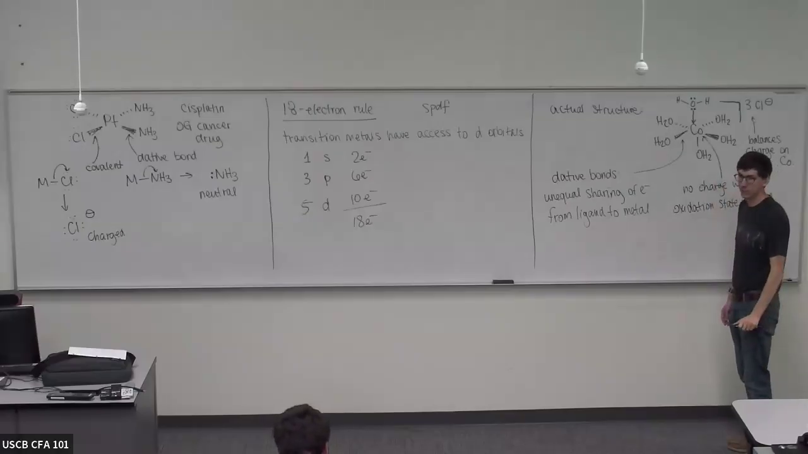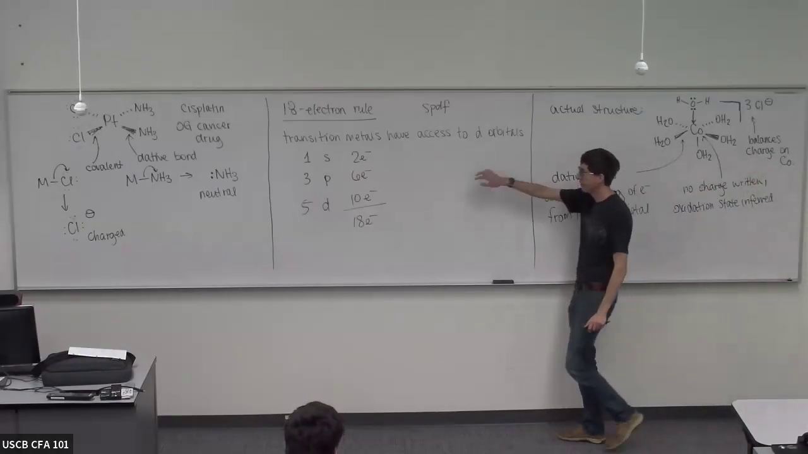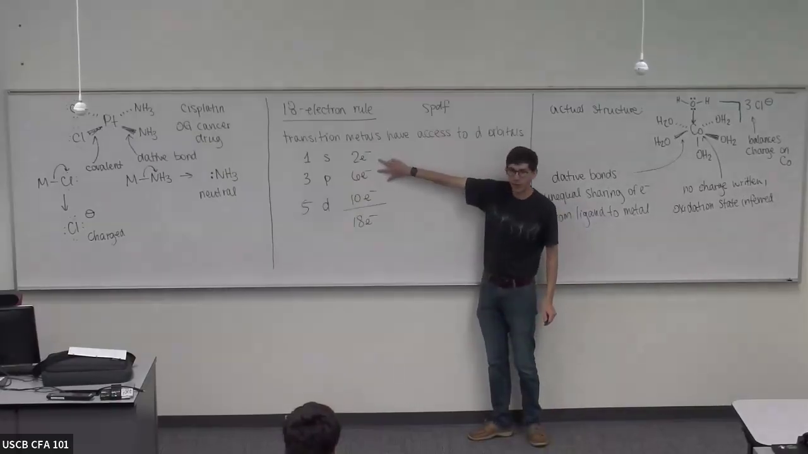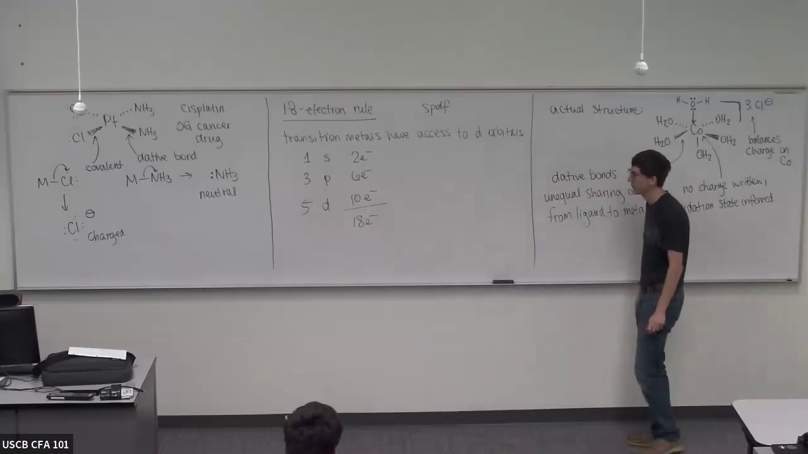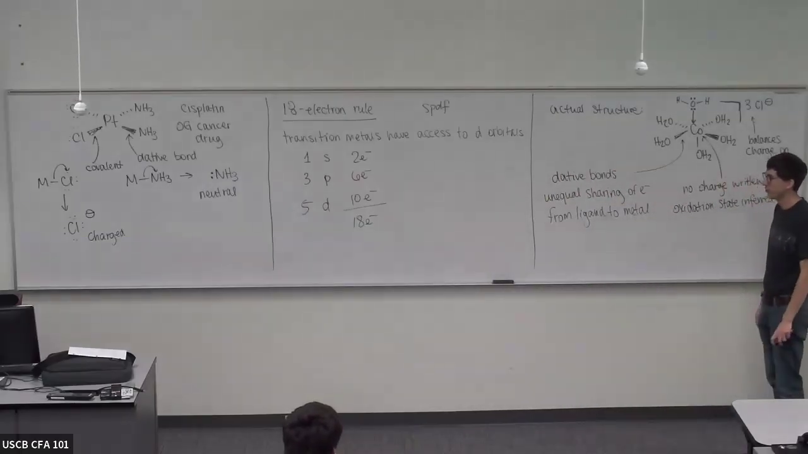So it's not that the octet rule is a lie, really. It's that the octet rule works great for atoms that only have s and p orbitals. But once you add d orbitals, you get another 10 electrons to play with, for a total of 18.